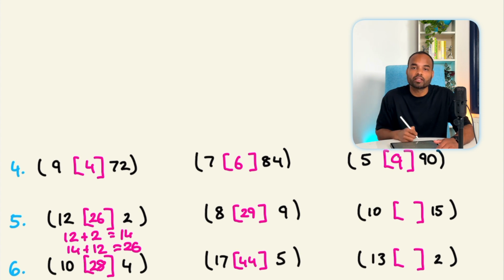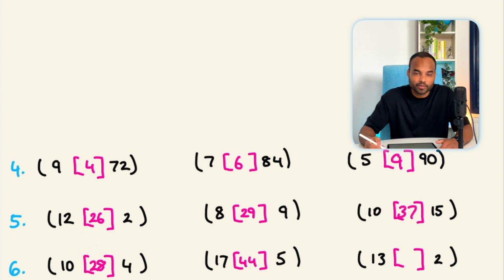Okay, 8 plus 9. 8 plus 9 gives us 17. 17 plus 12 does in fact give us 29. So it works. That pattern works for both sets. So now we can try it on the final set. So we're going to do 10 plus 15, 25. 25 plus 12, 37.